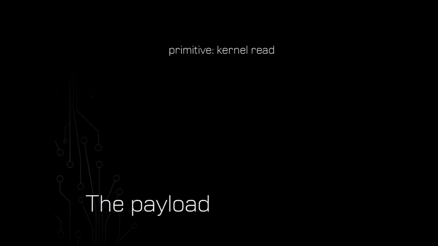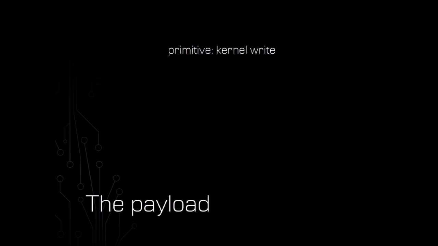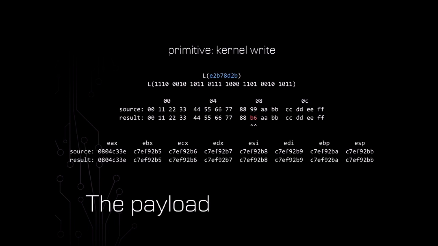I need a kernel read primitive. I need some way to read kernel memory from that deeply embedded core. And sure enough, I can find an instruction that does that. D407 read this single byte out of kernel memory and into a processor register. I need a kernel write privilege. I can find that too. E2B7 does exactly that. It wrote the low bit of ECX into a kernel memory buffer.